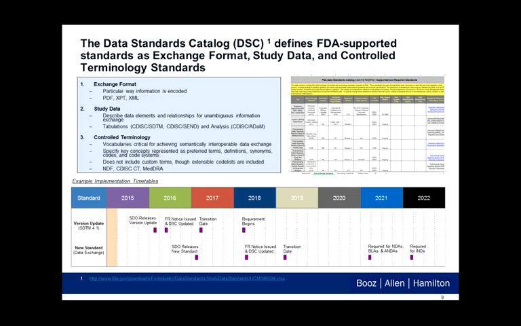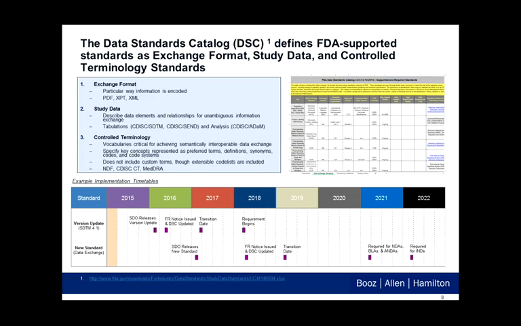What is not contained in this are custom terms or custom code lists. Okay? FDA doesn't want to see that. That goes against the inherent definition of standardization. Extensible code lists are an issue. So the whole point of an extensible code list is that if something doesn't exist, you can extend it to include terms or elements that are specific to you as a sponsor.